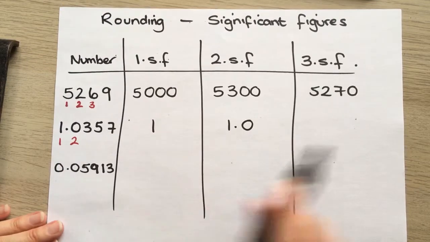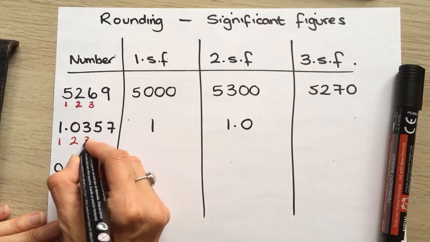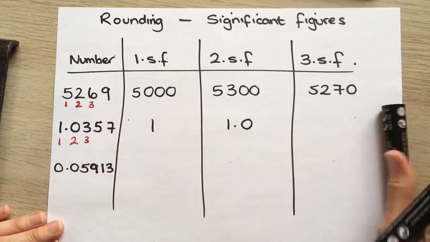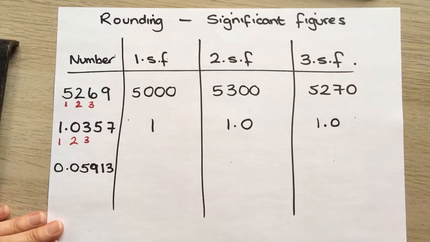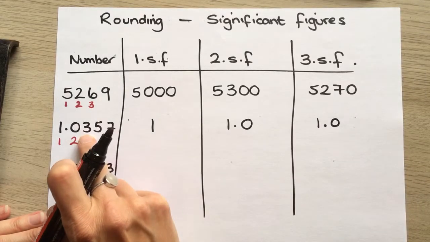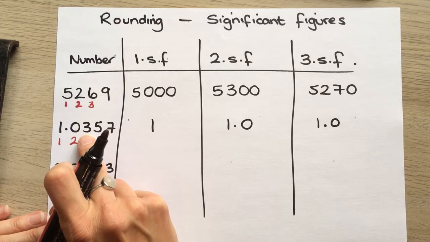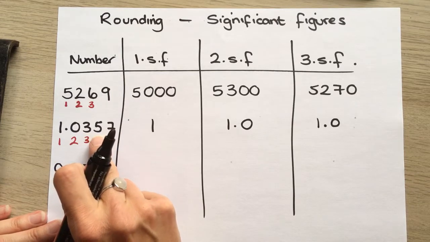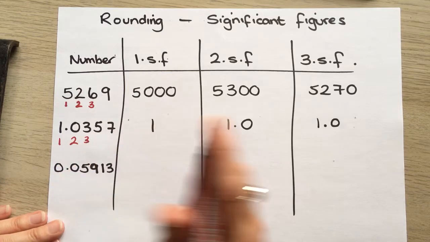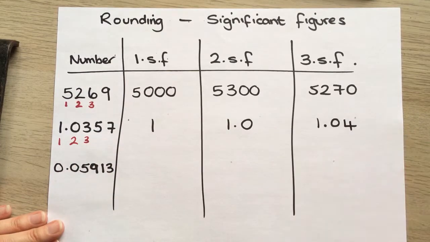And then the last one, this is the third significant. So again, we need 3 digits, so 1.0, and then we have to decide whether the 3 stays as a 3 or moves up to a 4 by looking at this digit next to it. This is 5 or more, so this moves up to a 4. And moving on to the last one.